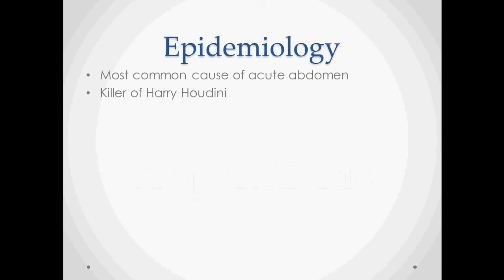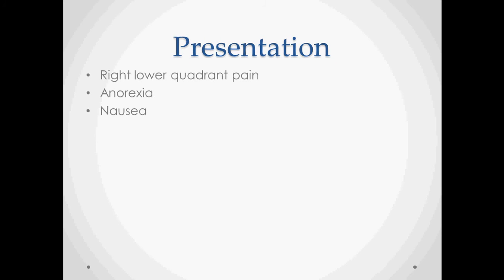Appendicitis. This is a disease that most people know about because it's common enough. In fact, it is the most common cause of acute abdomen in the world. So it is also the killer of Harry Houdini. It is the one magic trick he could not do: escape from appendicitis.